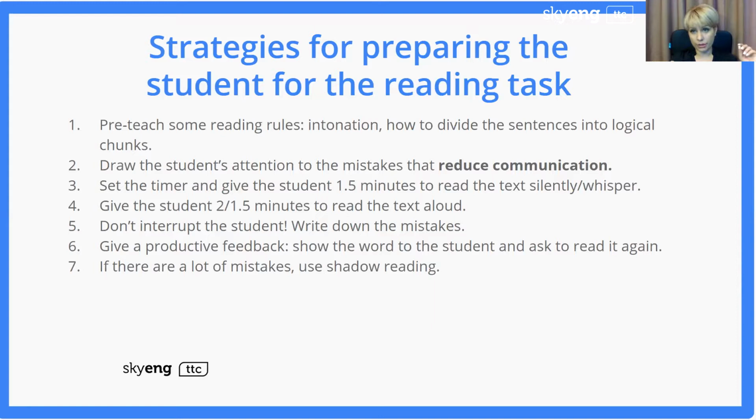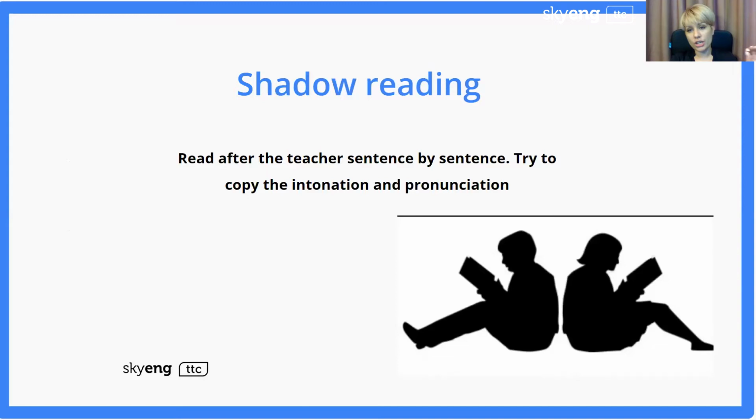So if we feel that there are too many mistakes, we can use shadow reading. When we talk about shadow reading, we can give the following instruction: read after the teacher, sentence by sentence, try to copy the intonation and pronunciation. So what we do is we read the sentence and the student reads after us. We read another sentence and the student reads after us again. So you just set the example, the student reads after you.